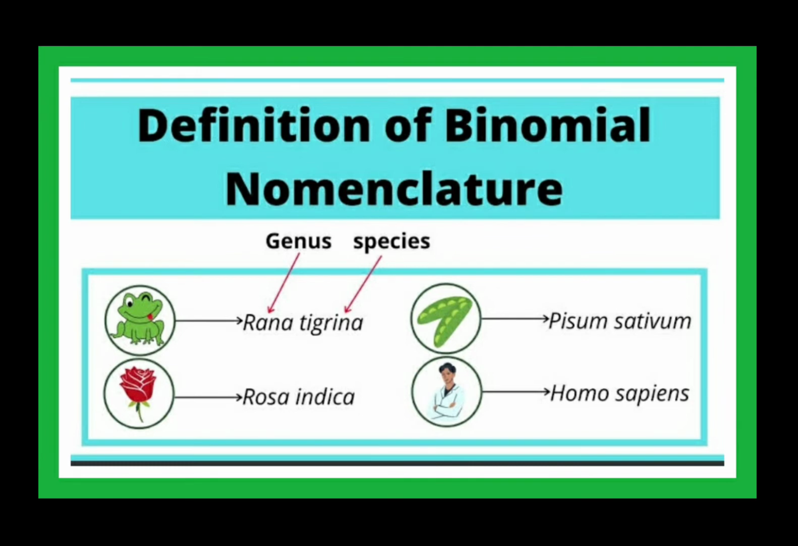So the definition of binomial nomenclature says that it has two words. The first word is a genus word, is represented by a capital letter and is a noun form. The second word is a species name, the specific epithet, is an adjective form and is represented by a small letter.